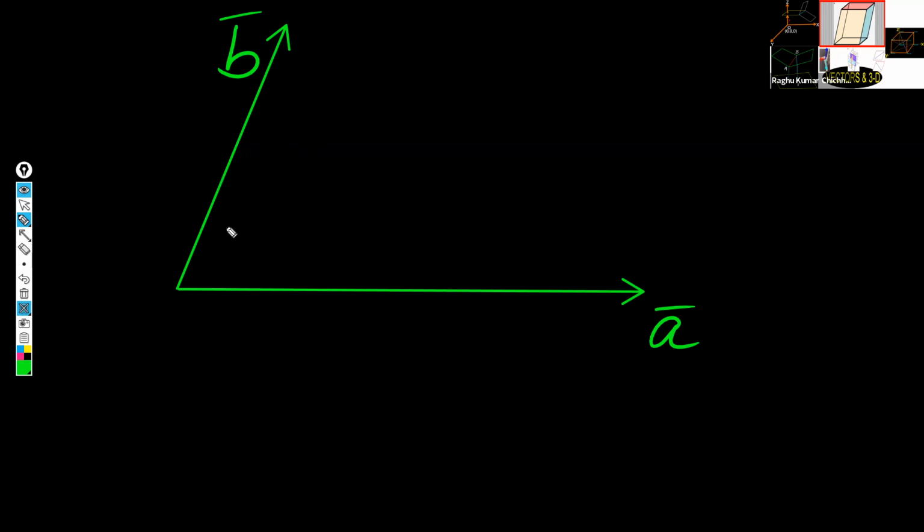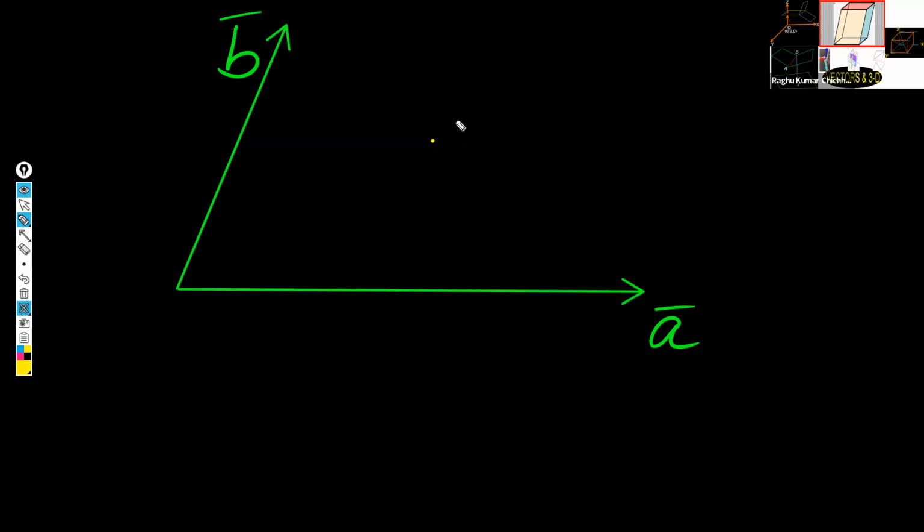So let us take 2 vectors like this. Now, there is another vector which is coplanar to this. Then we want to understand what is the algebraic relation between them. So let me choose a vector here.